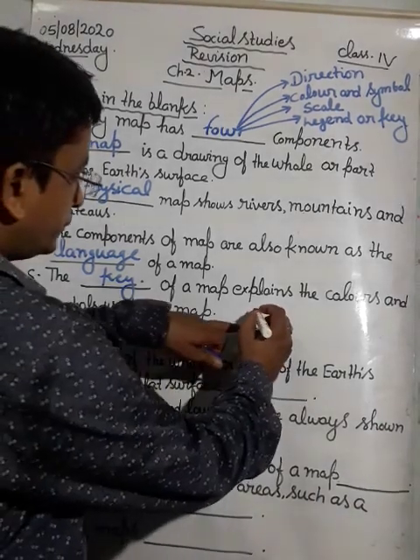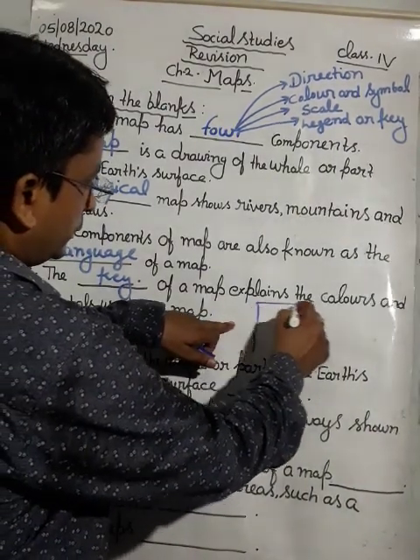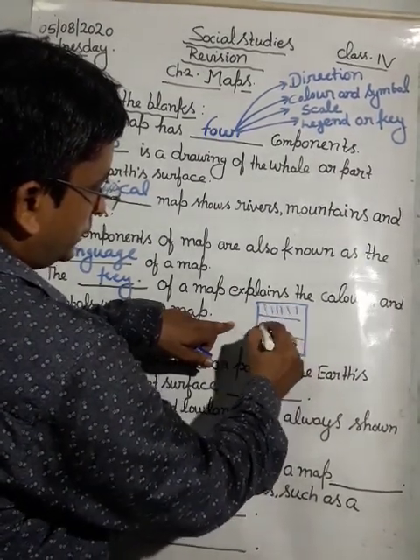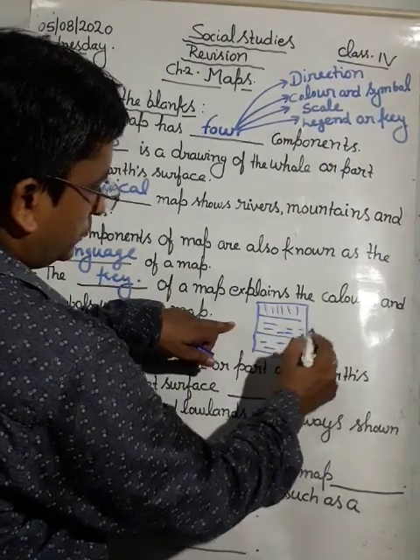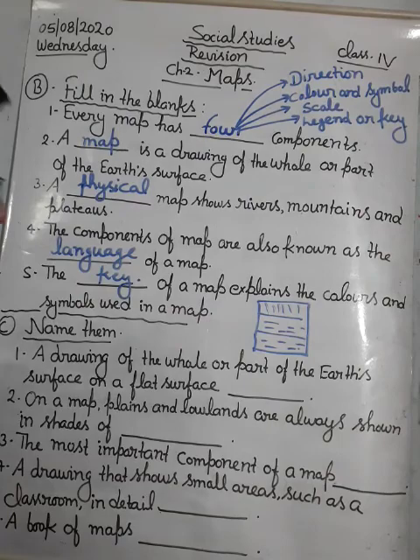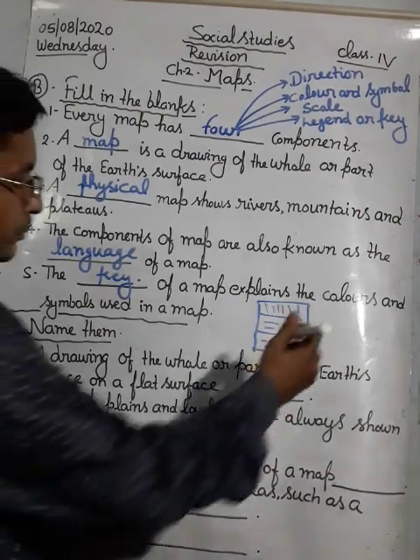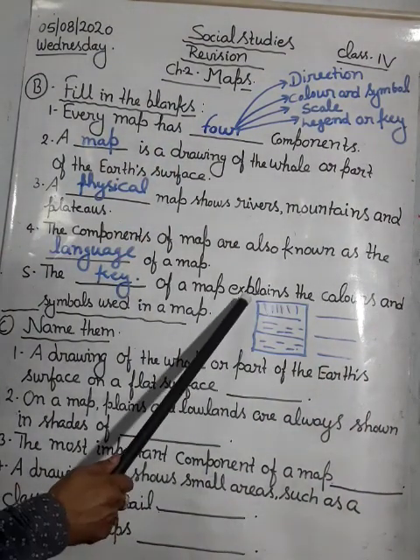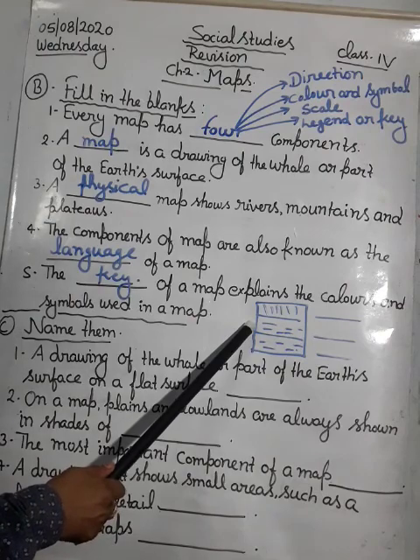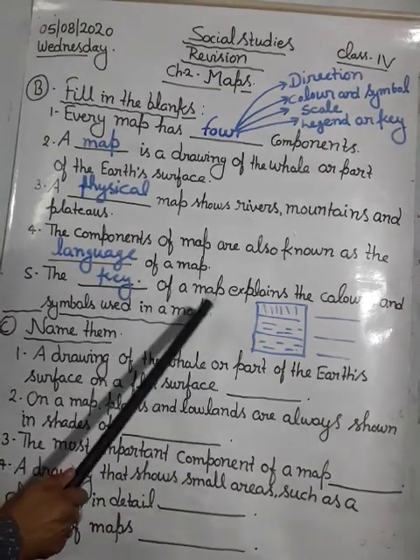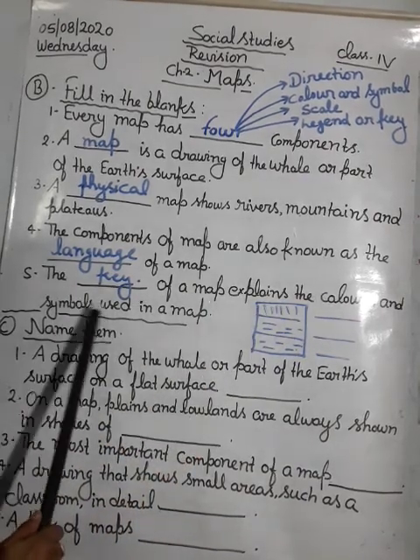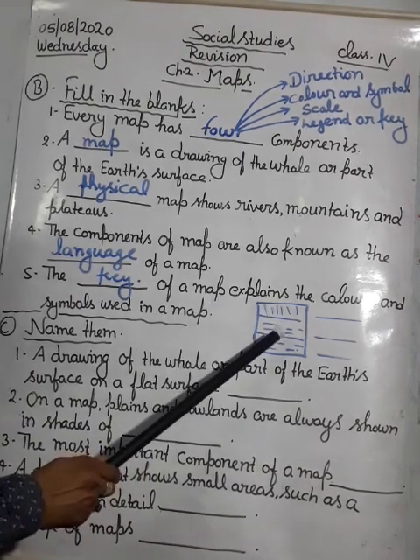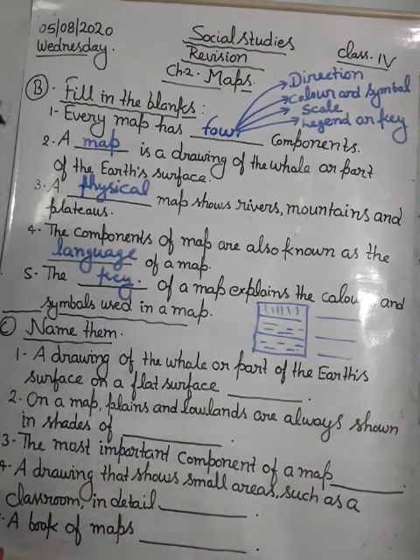You have seen it like this. Boxes are given there, and different shades are also given for different things at the right corner of the map. So it is called the key, and the name is written there. With the help of this we can understand the map properly. Which colors and which symbols are used in a map is known with the help of the key.